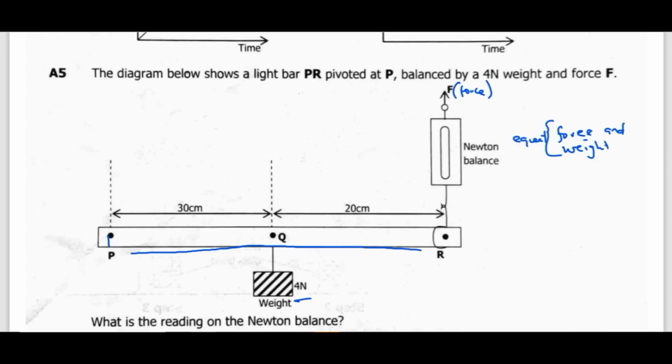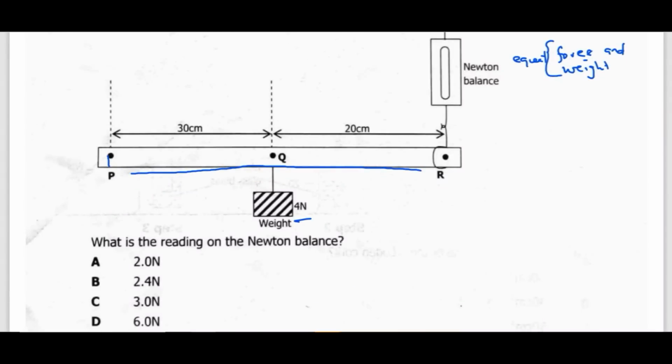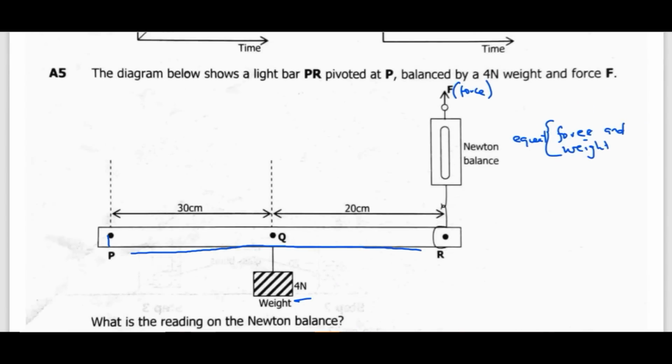It is very important that we understand and calculate so that it can be very easy for us to answer the question, what is the reading on the Newton balance? The formula that we can use here, because we're looking at force, is F1 times D1. This is force, and then we have distance 1, is equal to force 2 times distance 2 again.